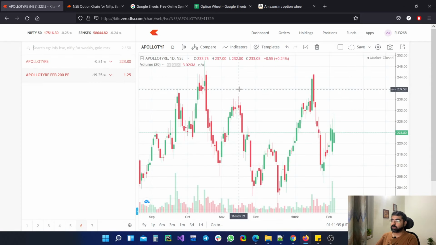So coming to the credit collection, it's up to us how far we want to collect the premium on, but usually what we do is we try to sell a call which is 8 to 10% away or giving us 1% of the premium. So there are many variations of the option wheel. Some people sell calls also which are equal to 1% of the stock price. Some people sell 8 or 10% away from the stock price.